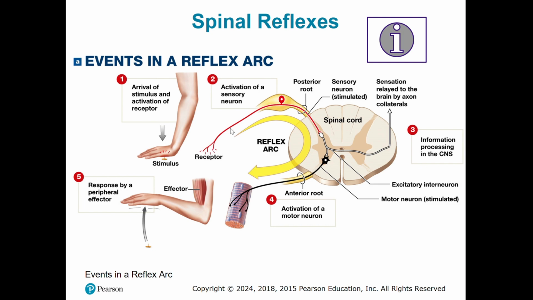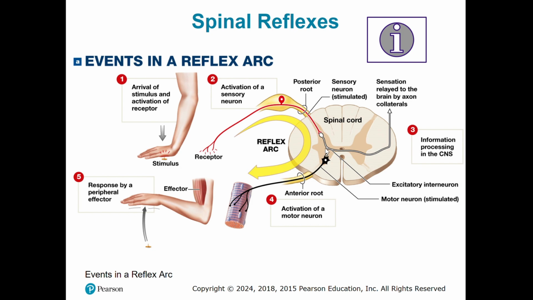is activated on the sensory neuron, which is going to bring that information in through the posterior root into the spinal cord. Now, because this is a spinal reflex, the interneurons within the spinal cord itself are going to process that information and decide to respond automatically to it. So it's going to automatically send out a motor response to the anterior root, and the anterior root is going to activate that motor neuron, and that motor neuron is going to go to our effector, which is going to cause an effect by that peripheral effector that we have. In this case it is going to be a muscle.